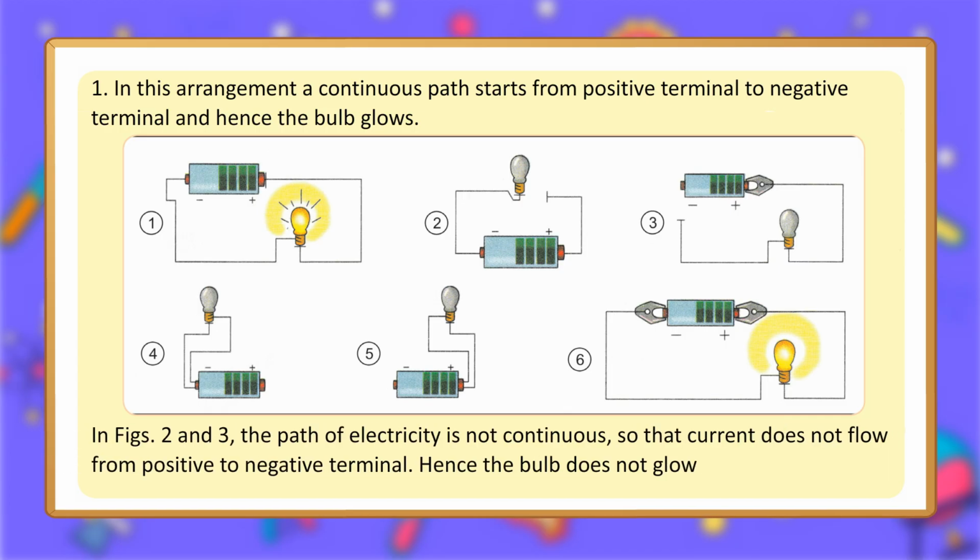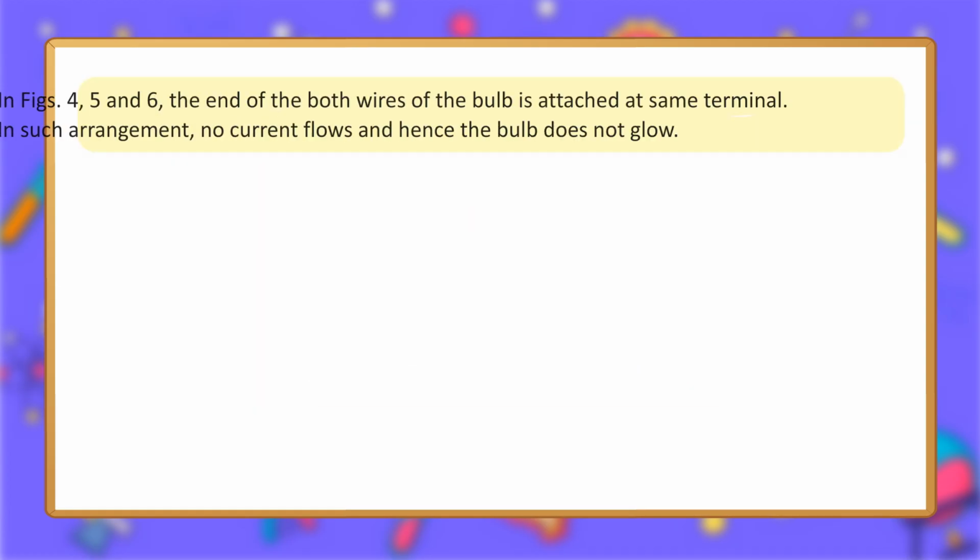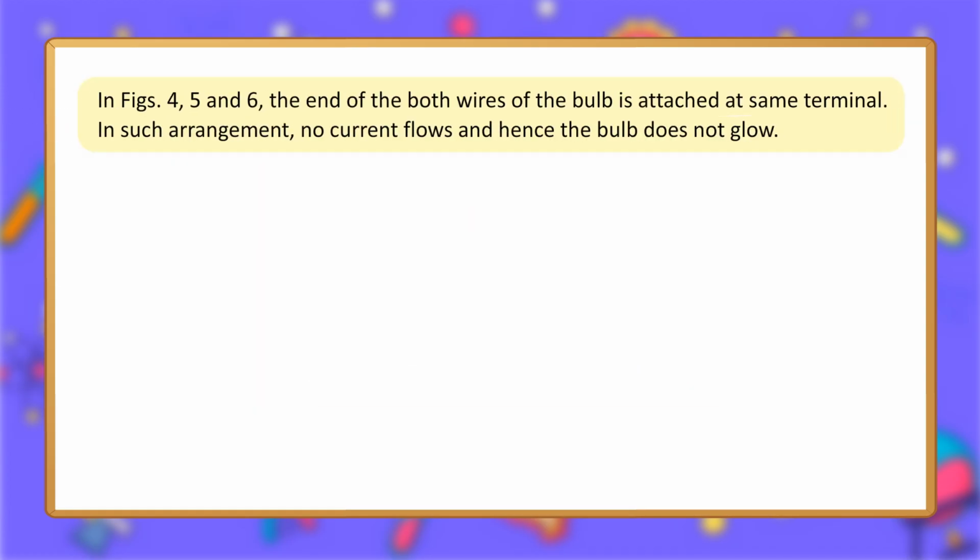In figures 2 and 3, the path of electricity is not continuous, so current does not flow from the positive to the negative terminal. Hence the bulb does not glow. In figures 4, 5 and 6, the ends of both wires of the bulb are attached to the same terminal. In such an arrangement, no current flows and hence the bulb does not glow.